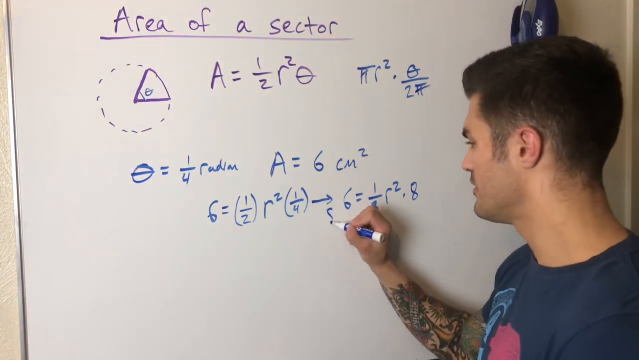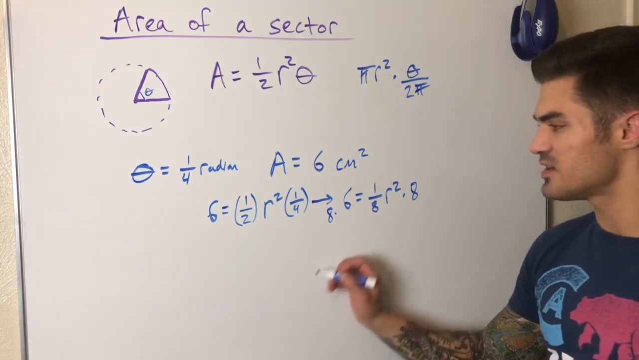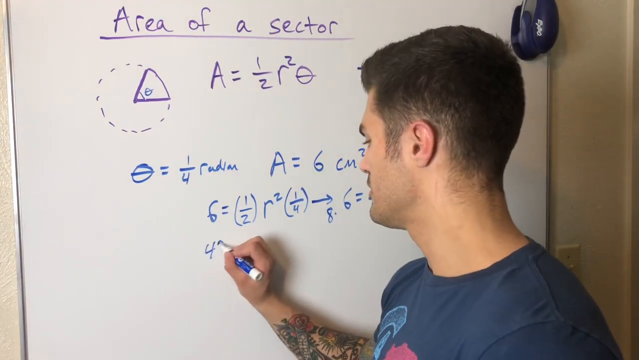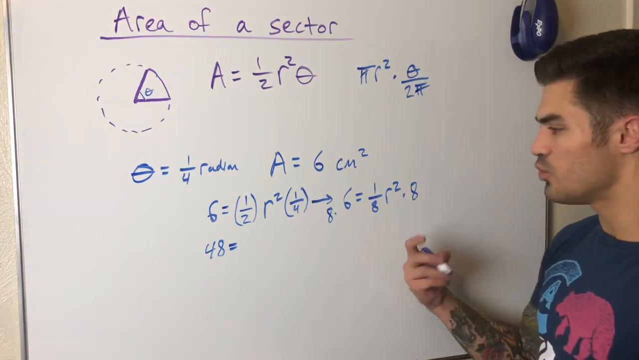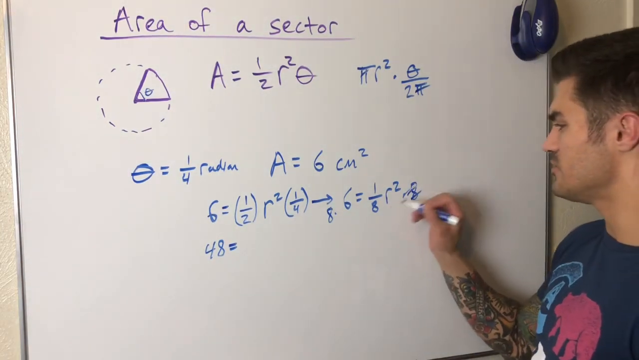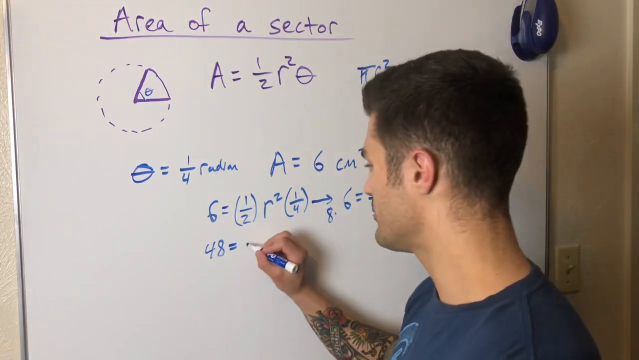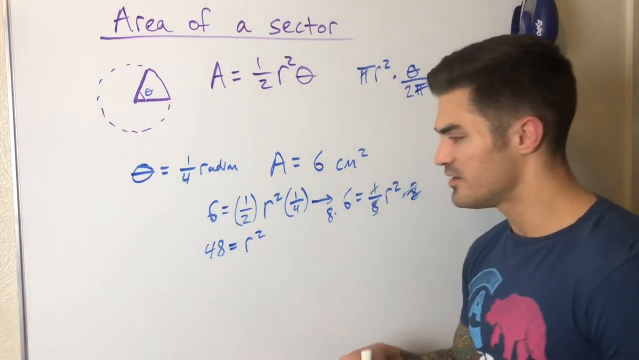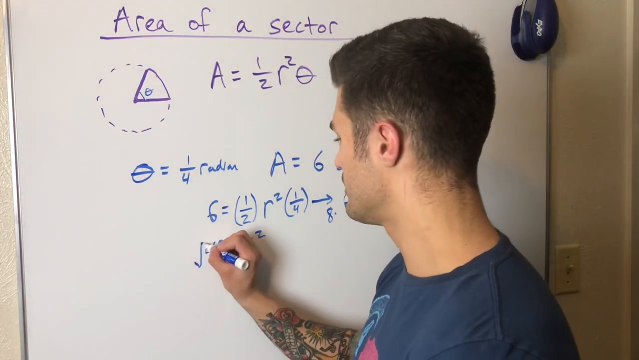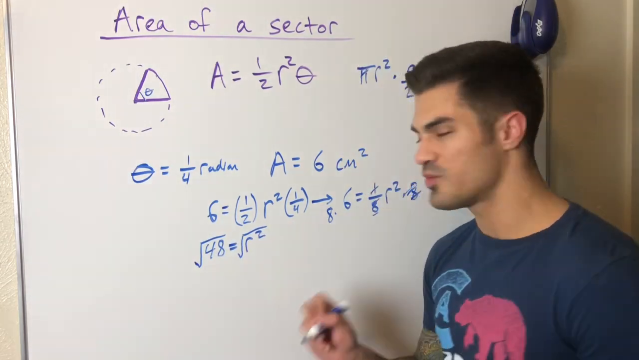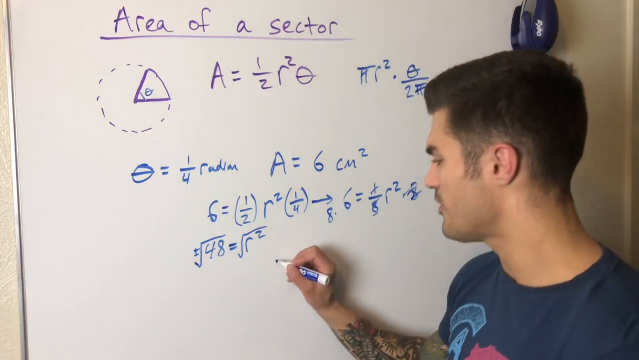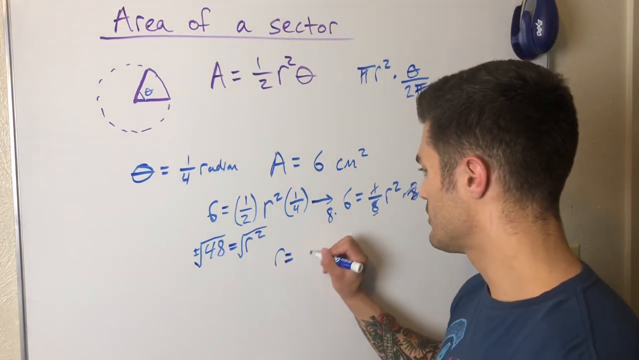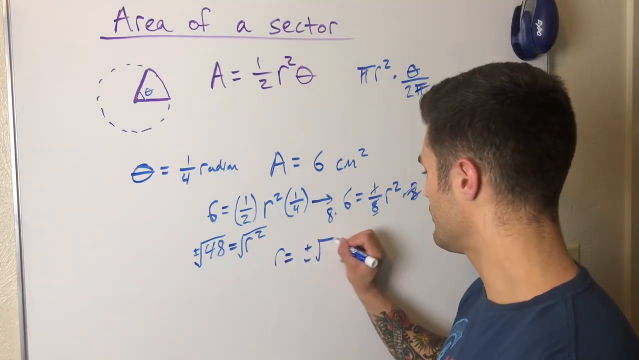8 times 6 times 8, 48. Remember those times tables? 1/8 times 8, that's 1. That's why I multiplied by 8, because I knew that would be 1. R squared is what I'm left with on the right-hand side. Now what? Square root both sides. Remember what you do when you square root? Plus or minus. Plus or minus. So I have r equals plus or minus square root of 48.